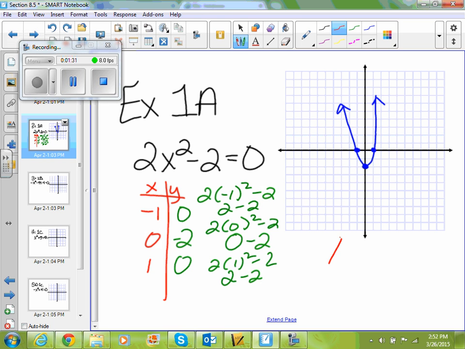And we were supposed to solve this, so we're going to look at where it crosses the x-axis. So where does my graph cross the x-axis? -1, okay, and +1. So that's your answer. You're going to graph it, and then you're going to tell me where it crosses the x-axis. You pretty much already did this all, yes.